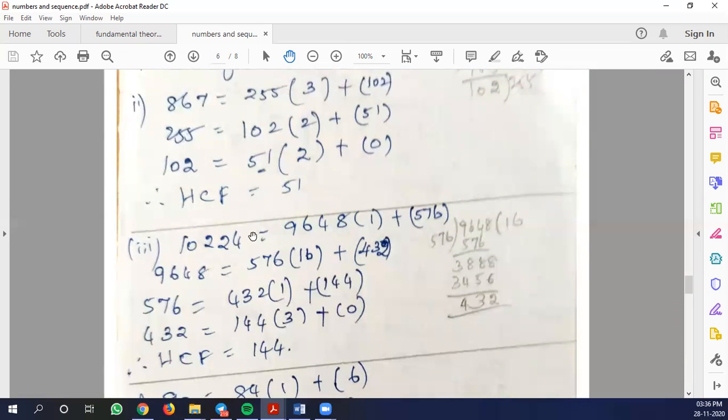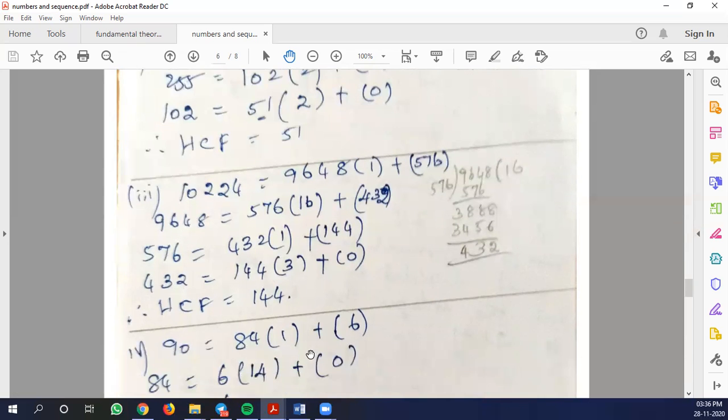Then 10,224 equals, you have to find the HCF of these two numbers, only one time. The remainder is 576. Then you take the number 9,648 and divide it by the divisor 576, 16 times, and the remainder is 432. Now you take 576 and divide it by the remainder 432, only one time, and the remainder is 144. Now we take 432 and the remainder 144, 3 times. The remainder is 0, so the HCF is 144.